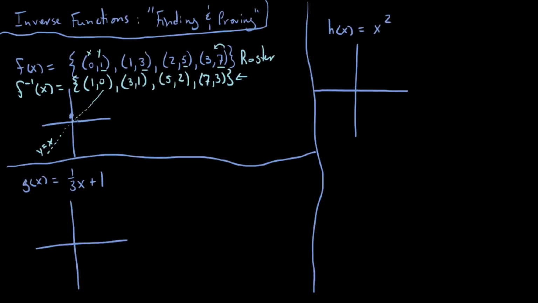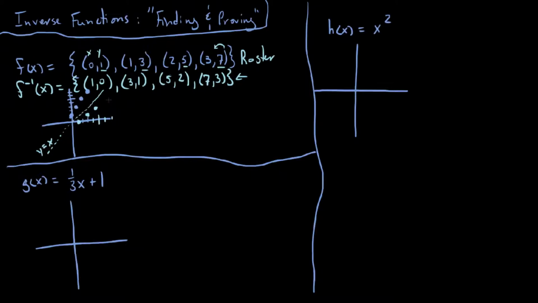Then 1, 3, so up 1, over 3; 2, 5, over 2 up 5; 3, 7, over 3 up 7. Okay, I'm drawing really small here. So here's our original function. Now let's graph the other ones just to prove that these are inverses: 1, 0; 3, 1; 5, 2; and also 7, 3. So this is 5 here.